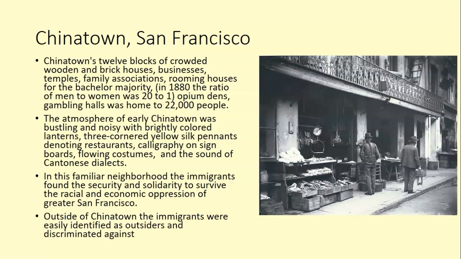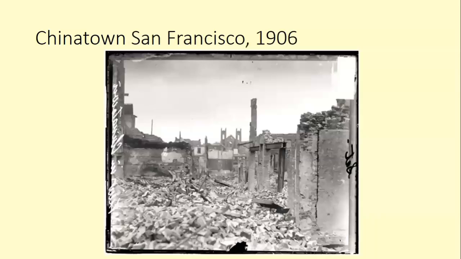And then came 1906. In 1906, as we know, there was a huge earthquake in San Francisco, and this is Chinatown after 1906. So Chinatown was completely destroyed. And the question was, what do we do with these Chinese people?